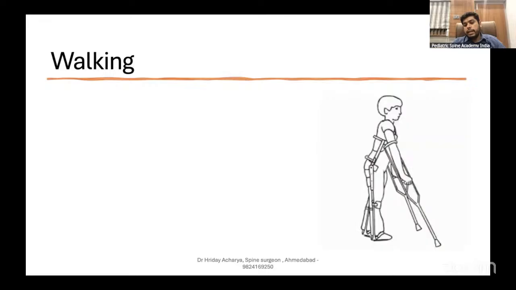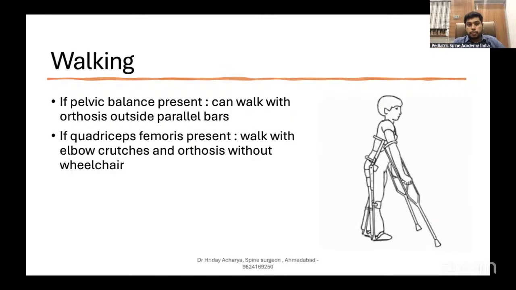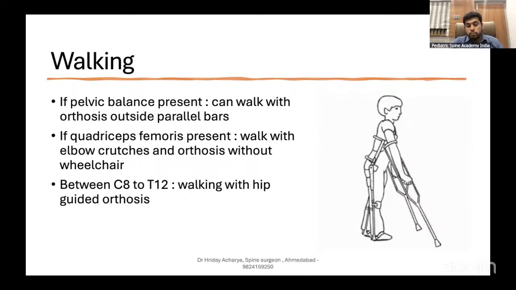After standing and parallel bar walking comes independent walking. And this is when what becomes important is the kind of braces that you can use. If the pelvis can balance, they can walk with an orthosis outside the parallel bar. If the quadratus femoris is present, then walking with elbow crutches and without the wheelchair is possible. And between C8 to T1, walking will always need a hip support.